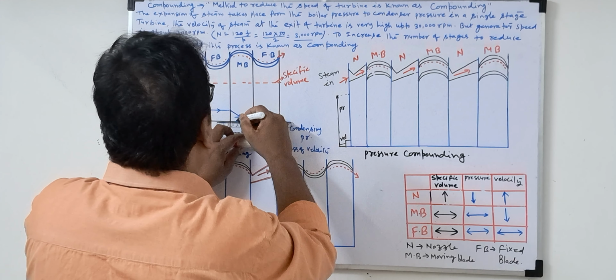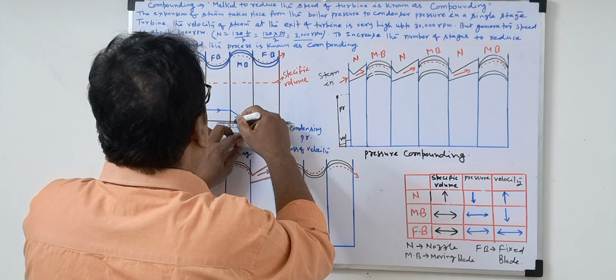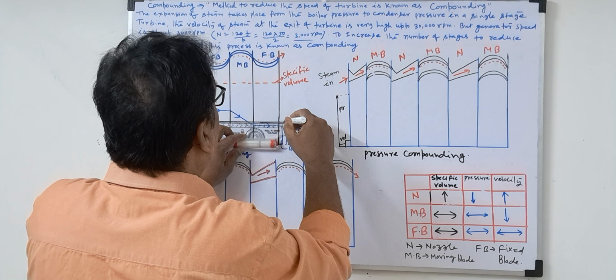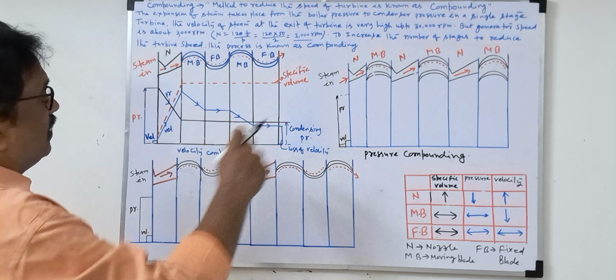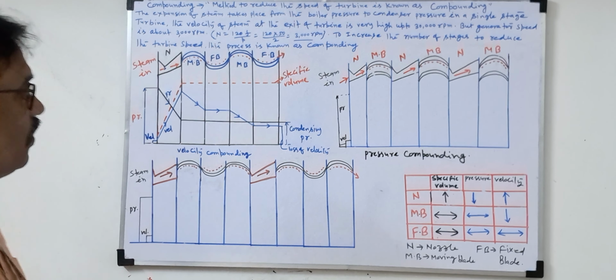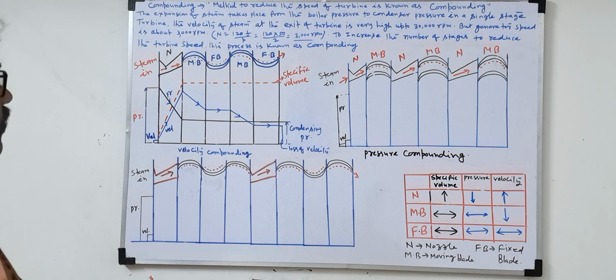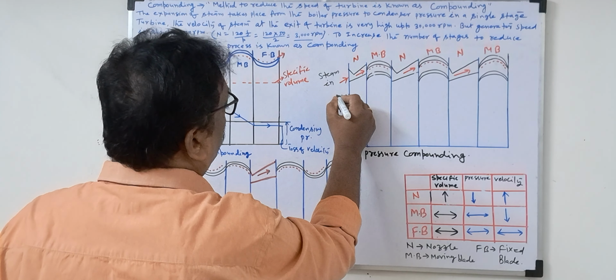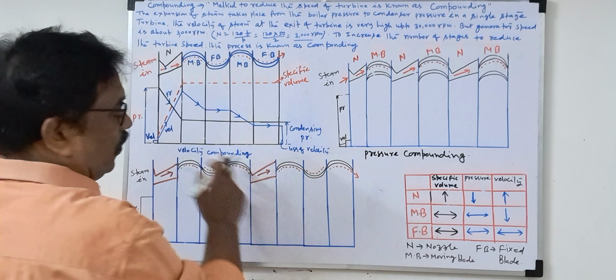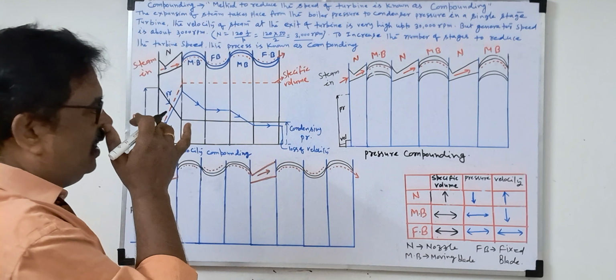What is pressure here? We are seeing all fixed blade and moving blade remain the same. So the boiler pressure comes down to the condenser pressure. Now come to pressure compounding. If you understand this, what the variations of pressure and velocity are, we can understand it.